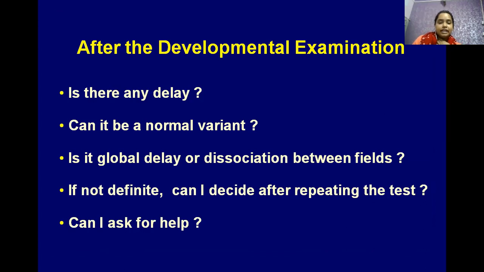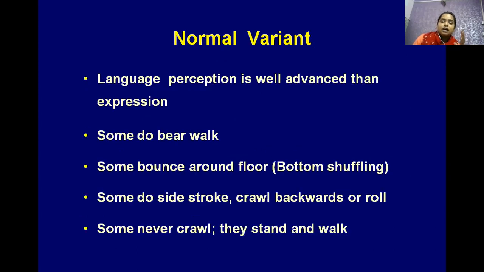So after developmental examination, is there any delay? Can it be a normal variant? Is it global delay or dissociation between fields? If not defined, can I decide after repeating the test? So a normal variant is language perception being well advanced over expression. Some do bear walk, some bounce around the floor, and some do side stroke, crawl backward and roll. Some never crawl, so they stand and walk. So it is a normal variant.